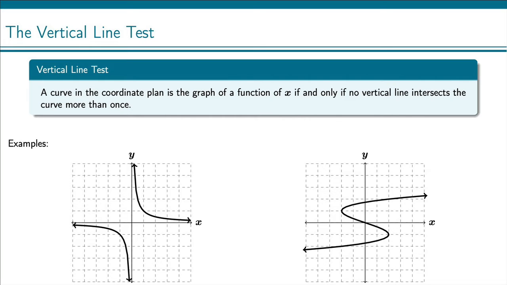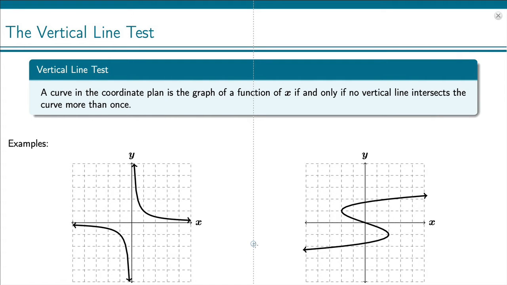Now, the vertical line test says draw vertical lines, which are specifically x equals a number. Okay, every vertical line is actually just x equals some number. And so the vertical line test says that if no vertical line will intersect the curve more than once, meaning there's no more than one y value for a given x value, then this graph represents a function of x.